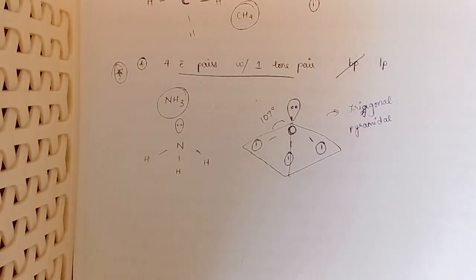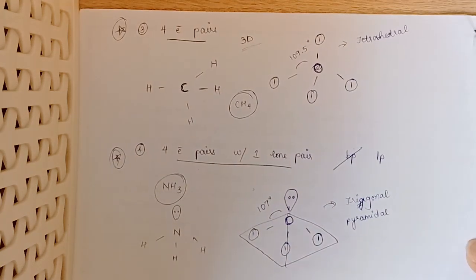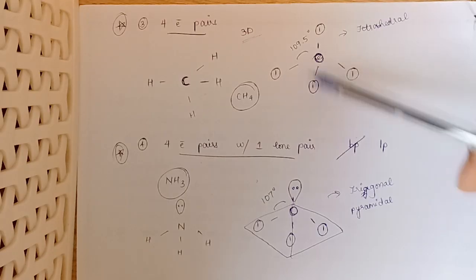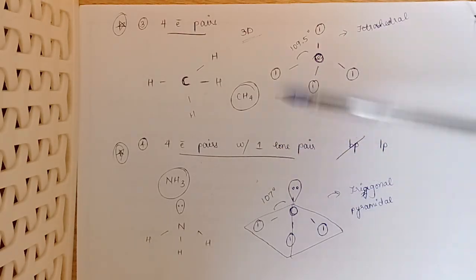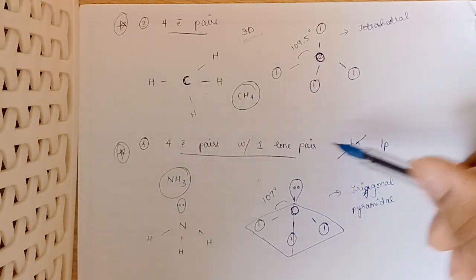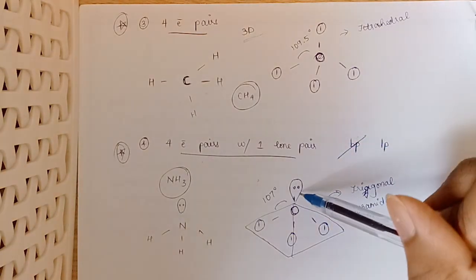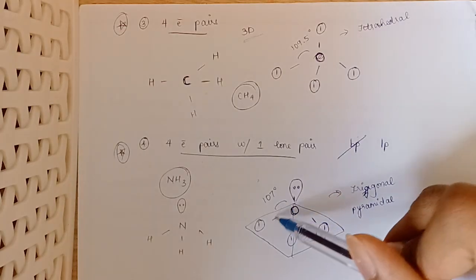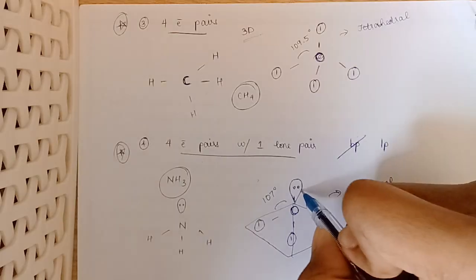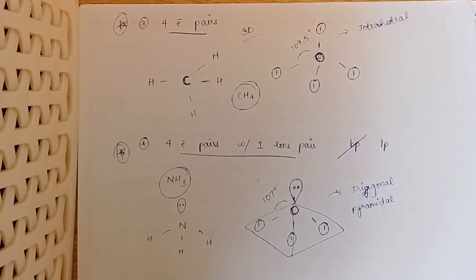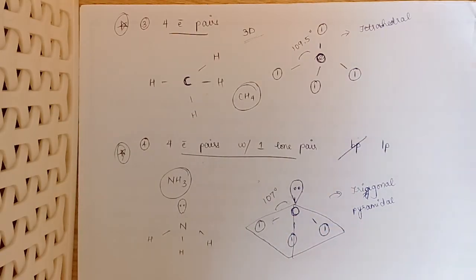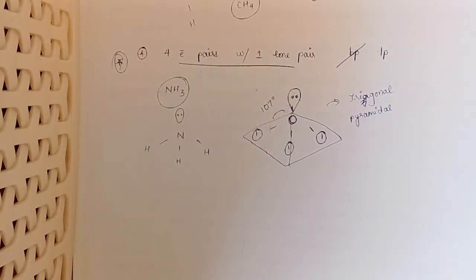Now, a common question that can arise from these two topics is, why does the bond angle reduce when a lone pair is introduced to 4 electron pairs? It is because when the lone pair is introduced, the lone pair pushes the bond pairs closer together. So when a lone pair comes, it pushes the bond pairs closer to each other. That is why the angle between the bonds is decreased.